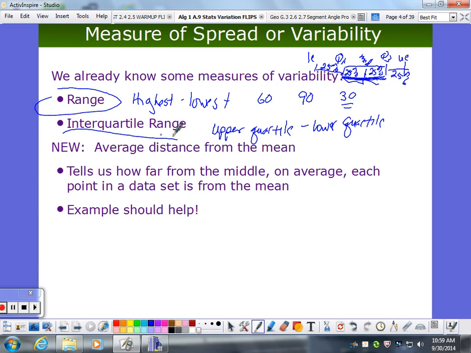Okay, so these are ones we definitely know. This one's a little bit new, but I think we can understand what that is. So now we're going to look at another measure of spread, and this measure is the average distance from the mean that you find in a set of data. It tells us how far from the middle, on average, each point in a data set is from the mean. You probably have no idea what I'm talking about, so let's look at an example.